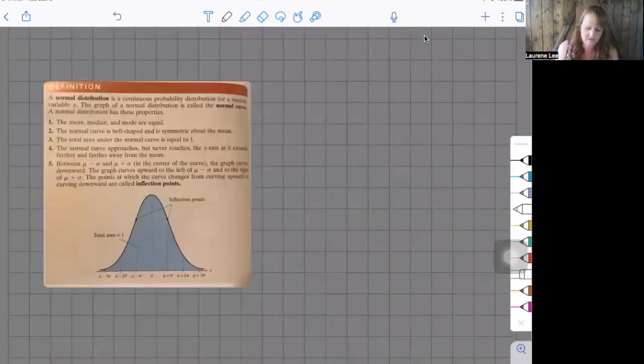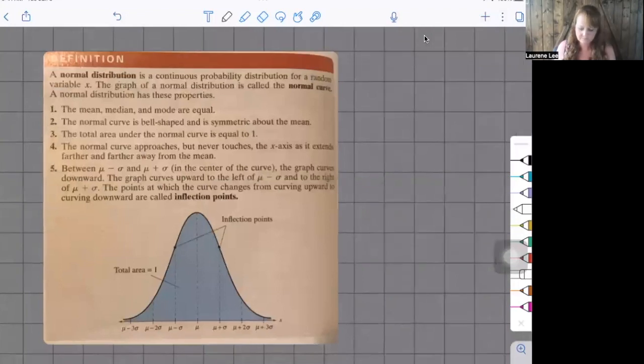So here are some properties of a normal distribution. It's continuous, you can see right here. The mean, median, and mode are all equal, and they're all in the middle. They're all this middle value, and you can see that's labeled with our mu, which is the mean for our population. The normal curve is bell-shaped and it's symmetric. That means there's an equal amount on the right and the left.